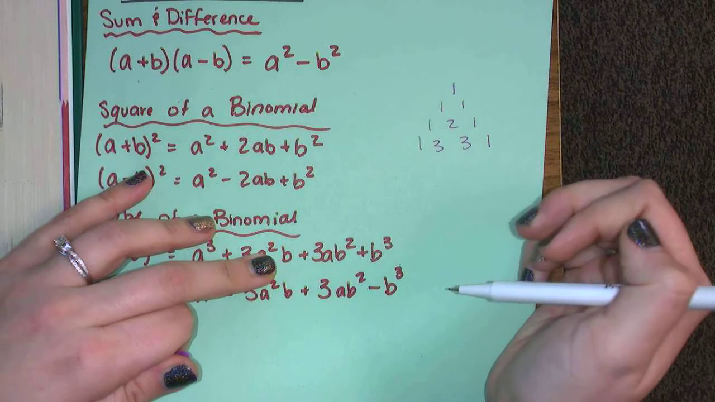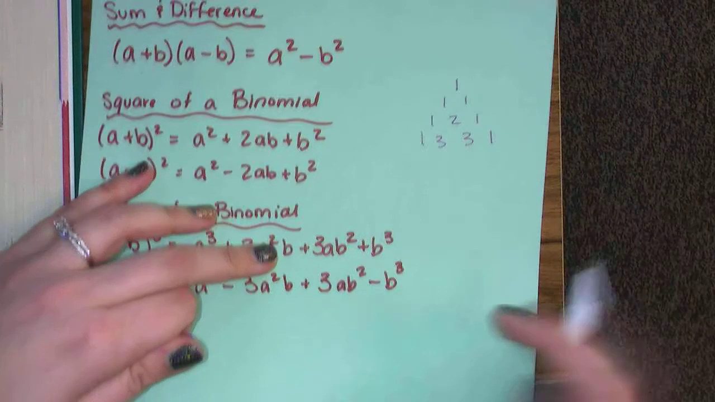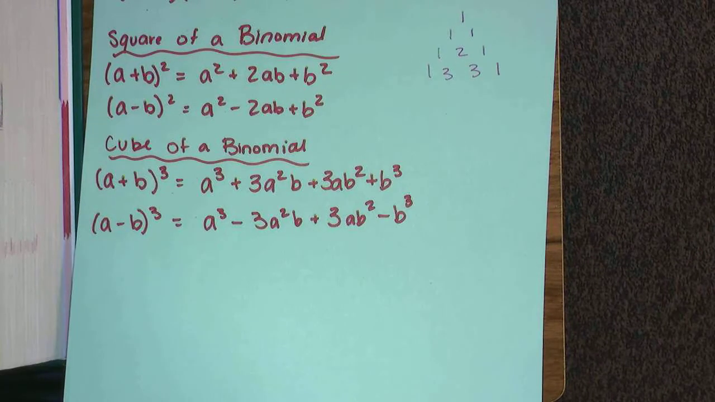You don't have to know the triangle, I'm just explaining it to you. Eventually it might come in handy to know that. That's where this pattern comes from. That's why it's 1, 3, 3, 1. Okay, anyways, that's that.